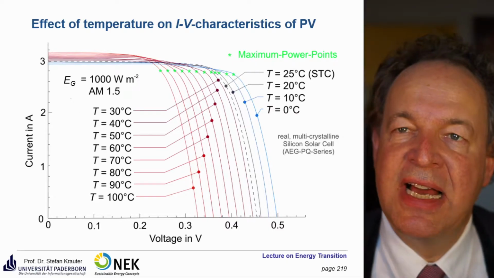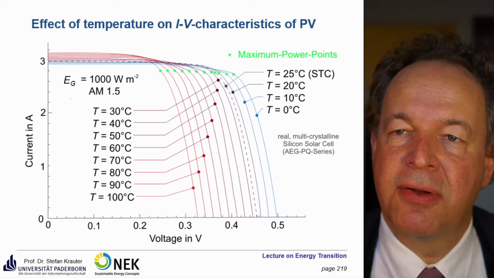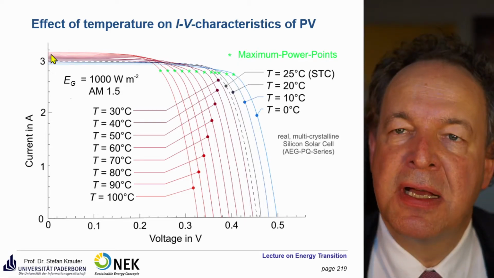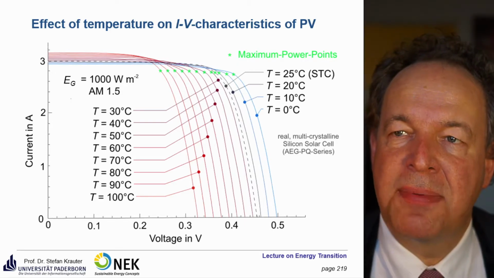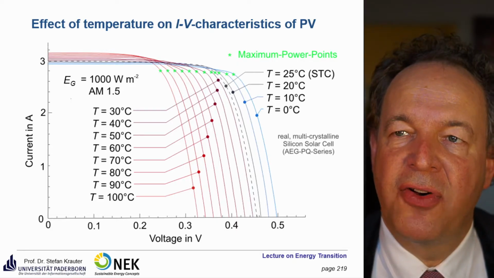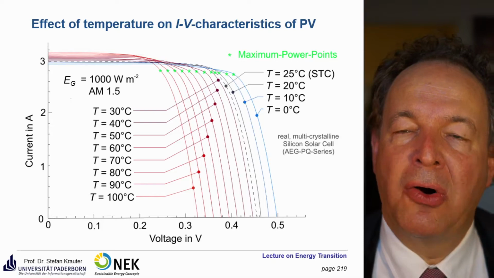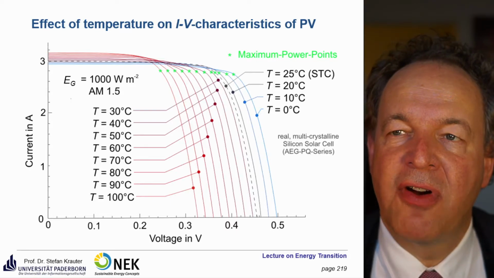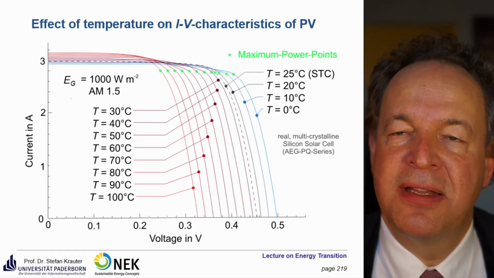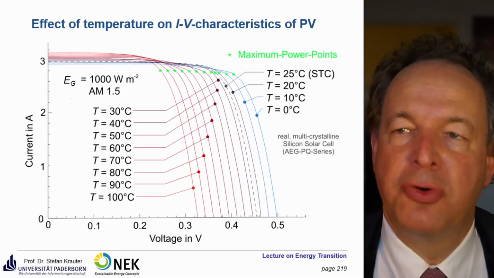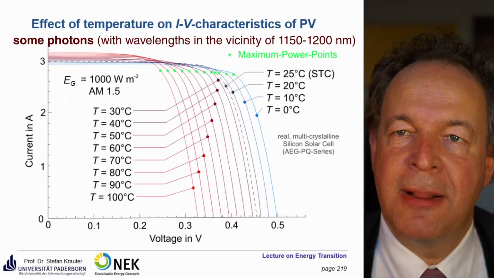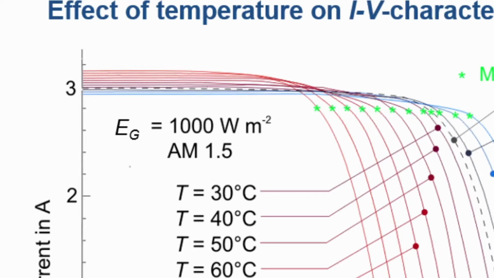Let's come to another effect, the effect of temperature on the IV characteristics. So you see here that at increased temperature, the first effect is the current is a little bit increased, because the thermal excitation helps a bit to liberate electrons, and therefore the current is slightly increased. That means also that the spectral efficiency is a little bit shifted towards red or infrared, because you need less energy to liberate the electrons. So photons which couldn't liberate electrons in cold solar cells could do this in a hot solar cell, and therefore you see a quite minor increase in current.